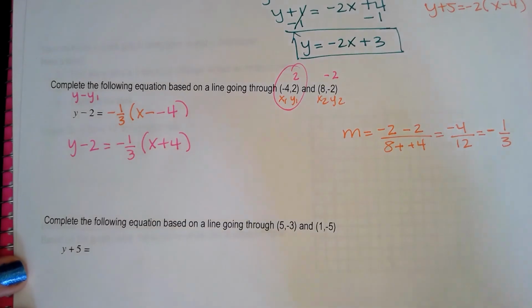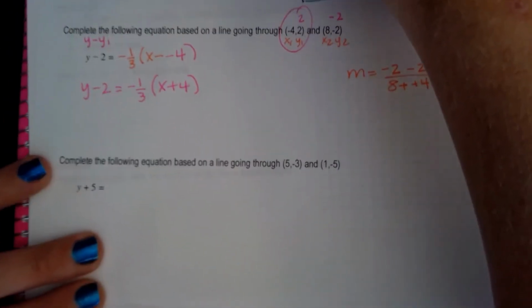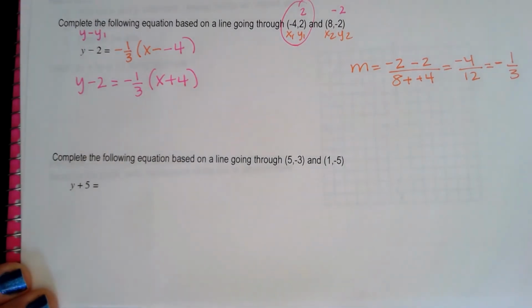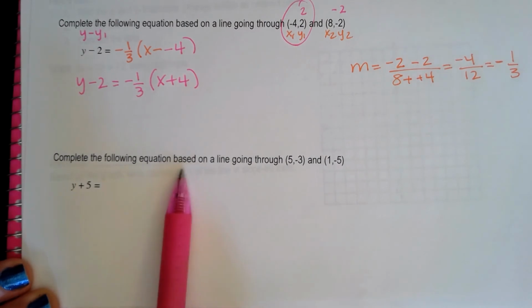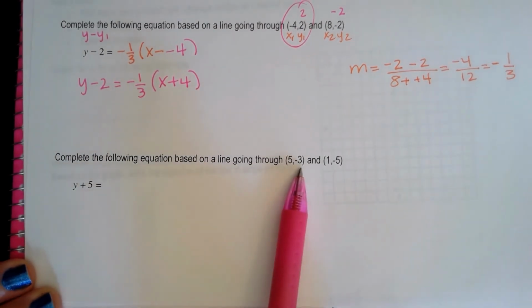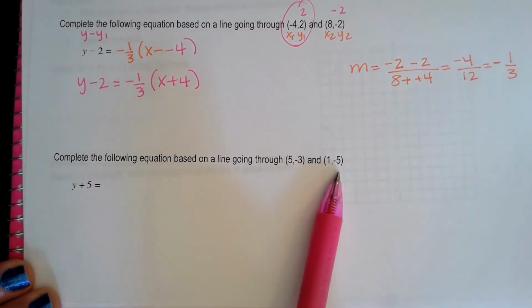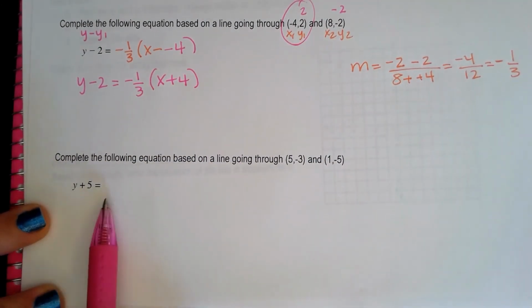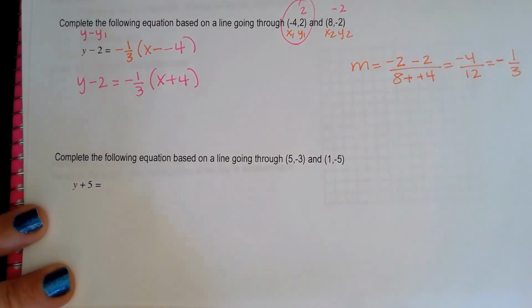Okay. All right. You guys are going to try to do the same thing for the second one. Okay. So complete the following equation based on a line going through 5, negative 3, and 1, negative 5. And it starts with y plus 5. Go ahead.